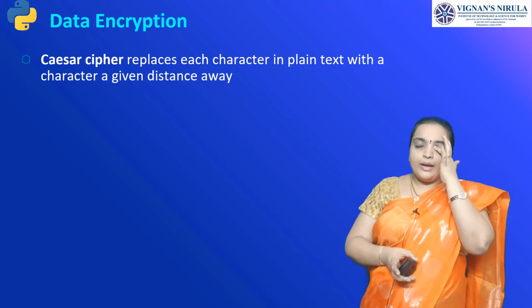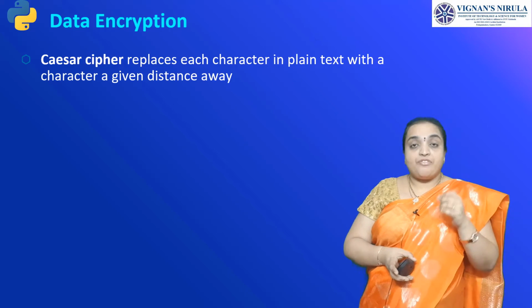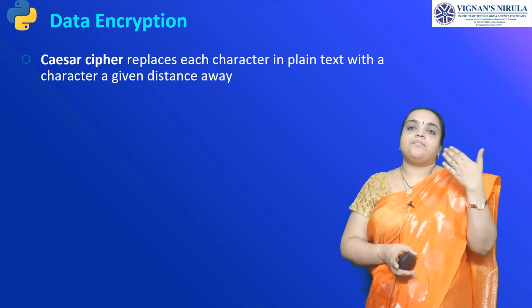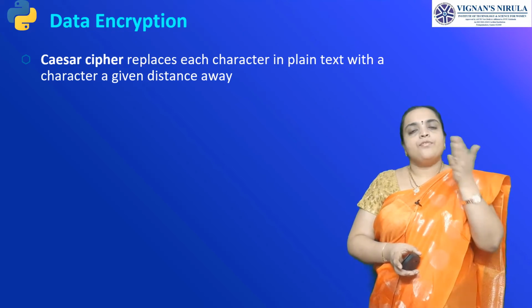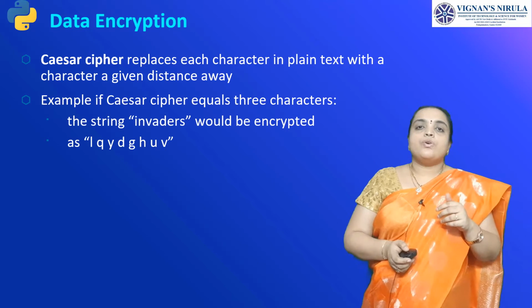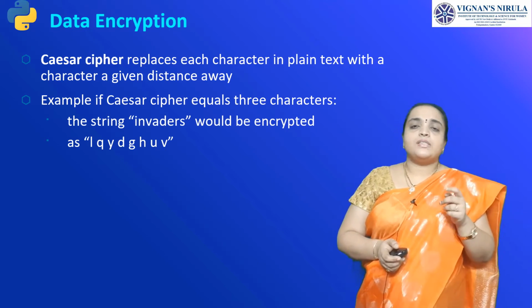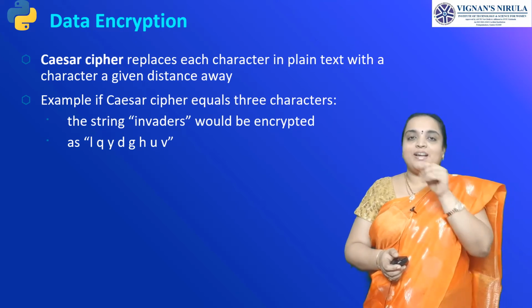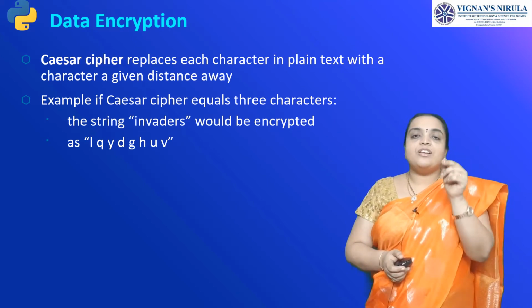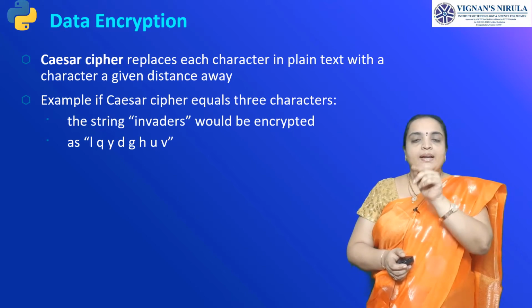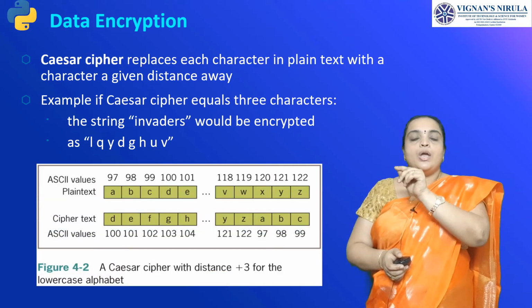So in this cipher, what we generally do is replace each character in the plain text with a character from a distance away. How will it happen? For example, with a shift of 3 characters, suppose I have a string called invaders. Invaders will be encrypted as L, Q, Y, D, G, H, U, V.